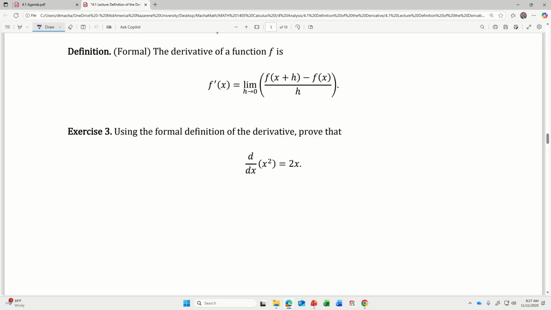Exercise 3. Using the formal definition of the derivative, prove that the derivative of x squared is equal to 2x. Obviously, I'm not asking you to use the derivative power rule, right? If you get this question on the next test, on test number 4, don't just say derivative power rule and move on, right? That's not what we're going for.